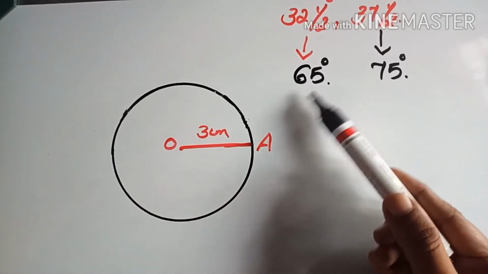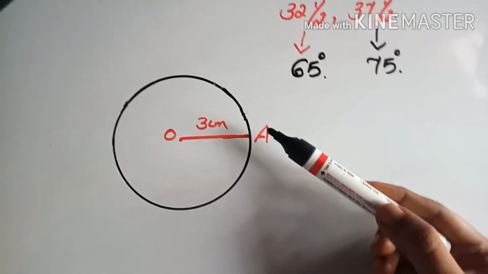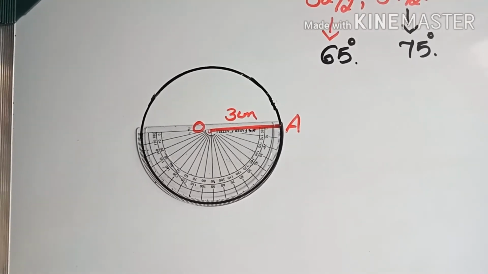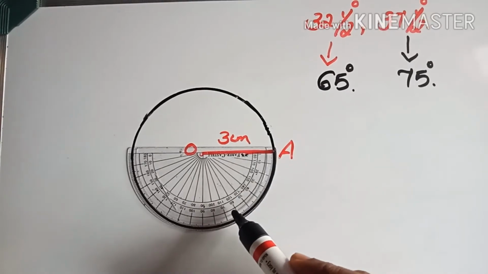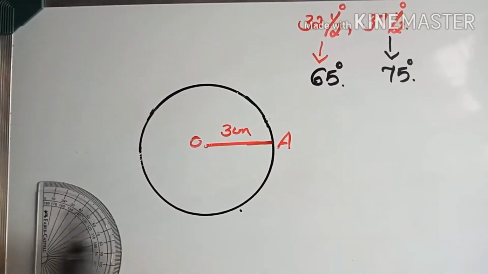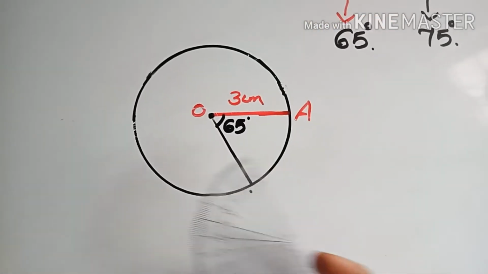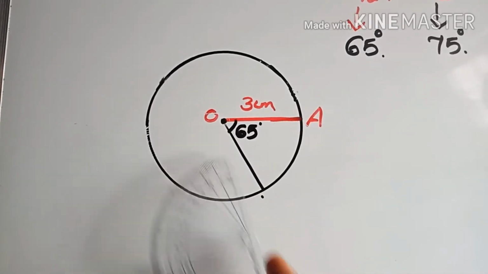Okay, measure 65 degrees from the point A using a protractor. Take your protractor, keep it like this and measure 65 degrees. From the point O, measure 65 degrees and mark the point, then draw. Okay, like this.